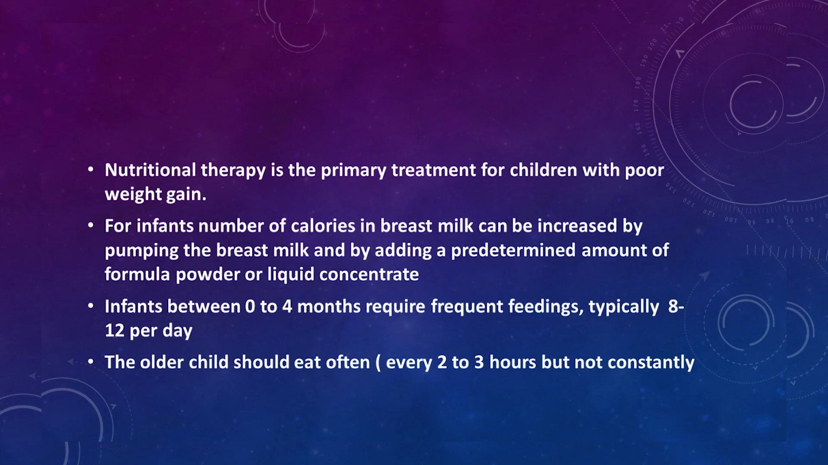Infants between 0 to 4 months require frequent feeding, typically 8 to 12 per day. As these infants are growing faster, they have a greater requirement of calories for their organic growth, and therefore the number of feedings must be more during this time. The older child can eat every 2 to 3 hours, but not continuously.